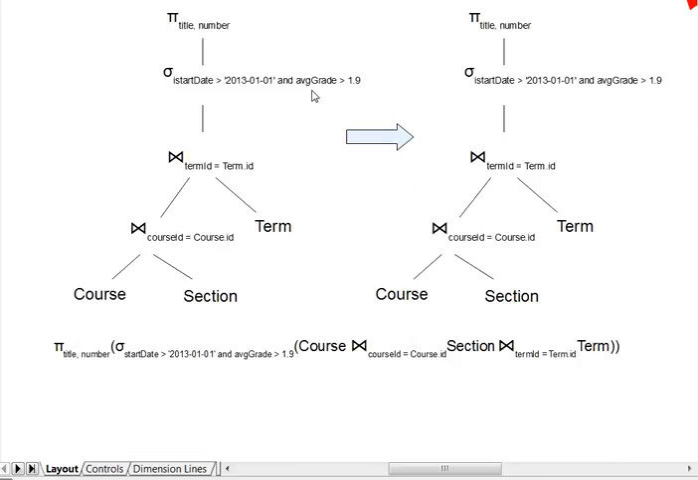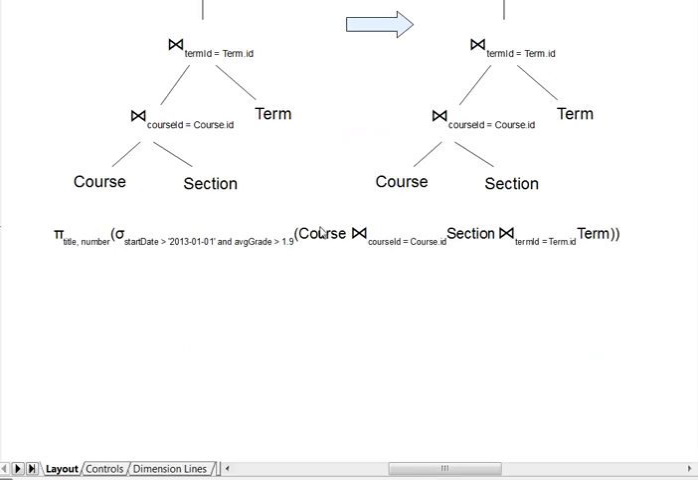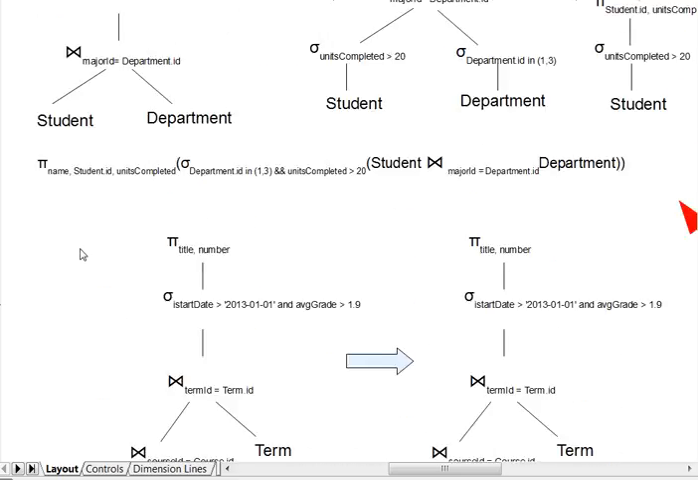And the second query is a little farther down here. We're joining course and section and term, and then doing a select on the start date being greater than 2013-11 and the average grade greater than 1.9, and then on that selection doing a projection. So those are our 2 sample queries.